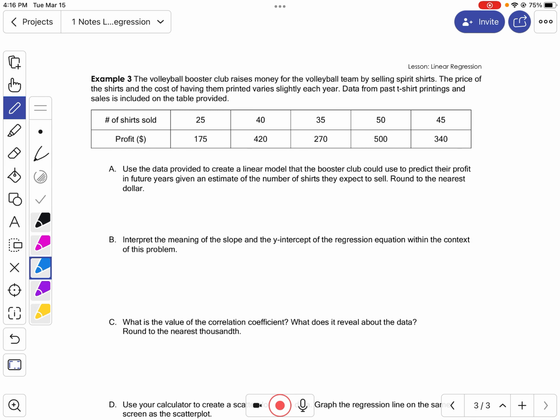Now it says we're given a word problem. The Volleyball Booster Club raises money for the volleyball team by selling Spirit shirts. The price of the shirts and the cost of having them printed vary slightly each year. Data from the past t-shirt printings and sales is included in the table. We're going to use this data to create a linear model that the Booster Club could use to predict their profit in future years, given an estimate of the number of shirts they expect to sell, rounded to the nearest dollar. So we are looking for that line of best fit. So I'm going to go ahead and go to Stat Edit on my calculator.